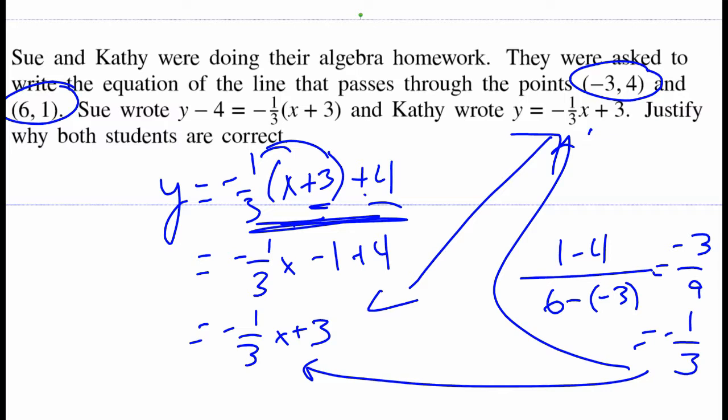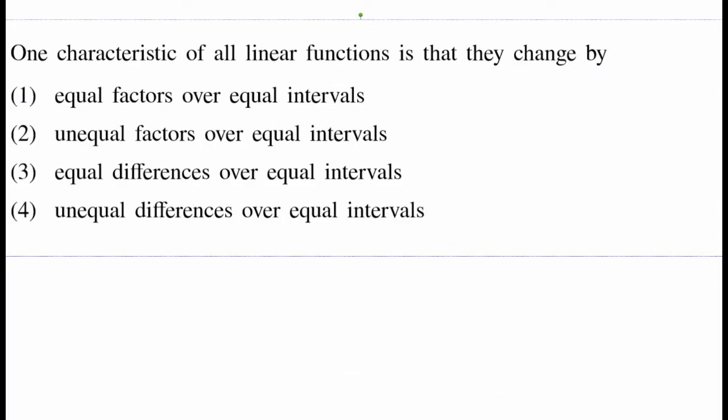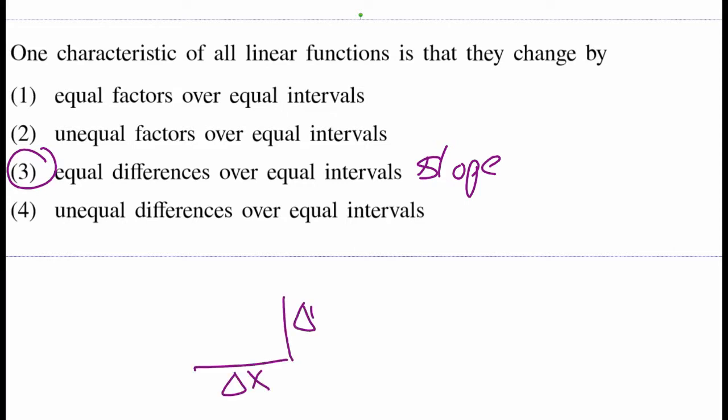They are the same line, but you could have just gone to your table and said, look, this table passes through those points, that table passes through those points. One characteristic of all linear functions is what? Linear functions grow by equal differences over equal intervals. What that means is we're talking about our slope. If I go over a certain change in x, my change in y has to be the same.